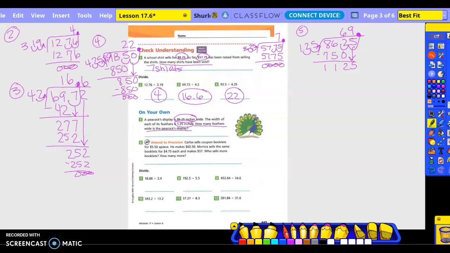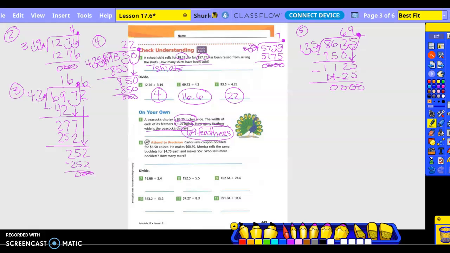So 9 times 5 is 45, put the 5, mentally carry the 4. 9 times 2 is 18, plus 4 is 22. Mentally carry the 2. 9 times 1 is 9, plus 2 is 11. So nothing left over. And so our answer is 69 feathers. Guys, make sure you always go back to the question and see what they're looking for to help you figure out your label. Okay?